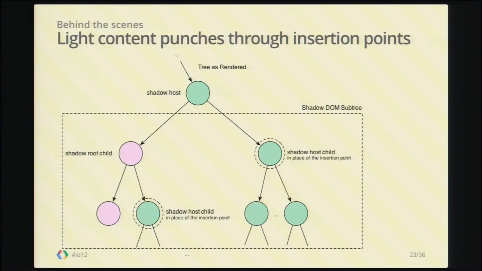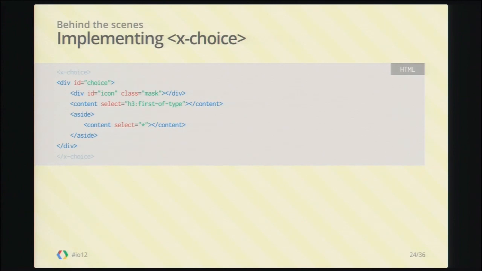Okay, so this is all very abstract. Let's go through a more concrete example. Sure. For example, the XChoice element that we had just seen in the markup example here is implemented using ShadowDOM. So you can see there it's a very simple subtree. The ShadowDOM subtree has a div in it and has a little mask, which stands for a little icon there. But then you have this really interesting thing called content. Content is the name of the insertion point. It's the HTML element which represents the insertion point.